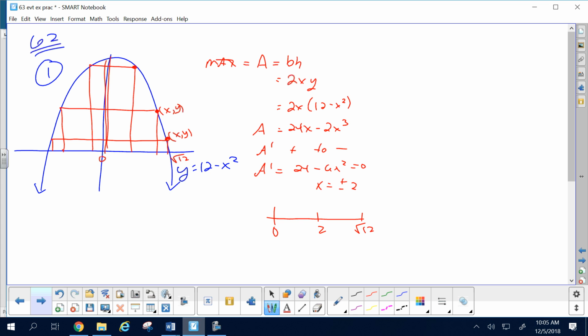So everywhere in between, say 1. At 1, wouldn't A prime be positive? And at 3, negative. So did I find a max at x equals 2? Okay, now the only question is, do they ask what are the dimensions of the rectangle, or what is the max area? If they want the area, it is 24x minus 2x cubed, so the area at x of 2 is 48 minus 2 times 8, or 32. The greatest possible area is 32. Okay?